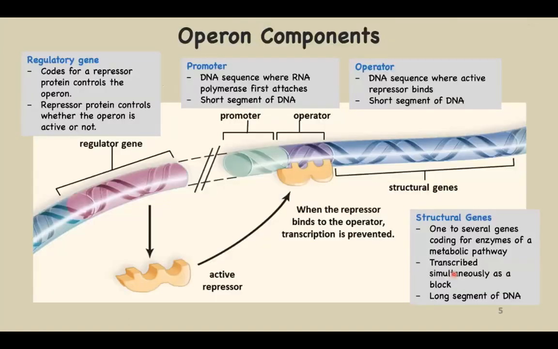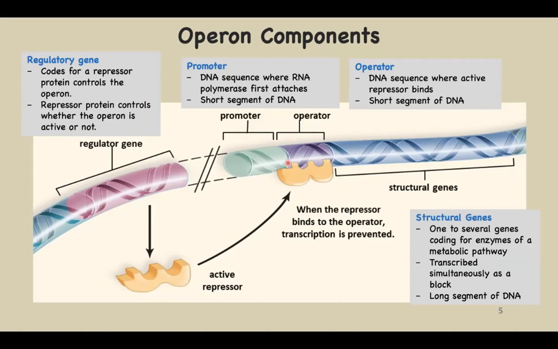So let's take a look at what is the operon components. So dalam operon, dia mesti ada a few components that is memang functional. So first one, we have the regulator gene, which is here. Okay, regulator gene. It codes for a repressor protein that controls the operon. And the repressor protein yang bawah ni, it controls whether the operon is active or not. What does it mean, the control? Maksudnya when it sticks to the operator atau when it binds to the operator, the transcription does not happen or the transcription is prevented. Okay, so that is the regulator gene and this is the repressor.